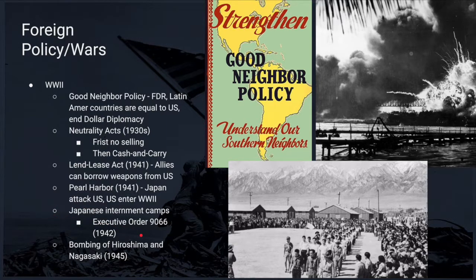Finally, the end of the war, we have the bombing of Hiroshima and Nagasaki. You should know about the debates that happen over this bombing. You should also know about the outcome, which is basically the Cold War is going to start because America is kind of flexing on Russia with our new technology, the atomic bomb.